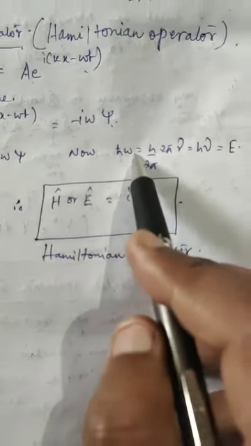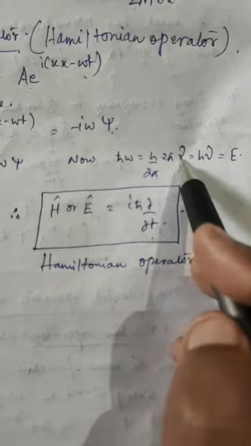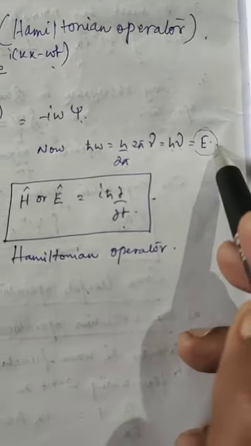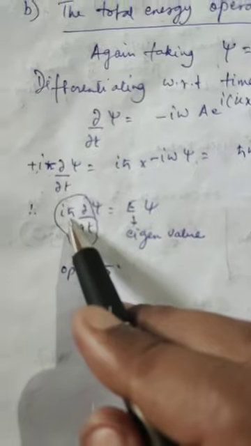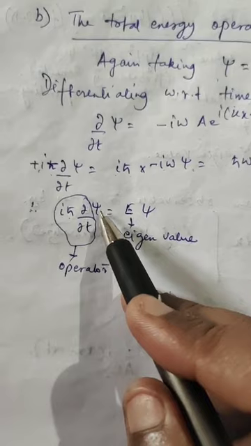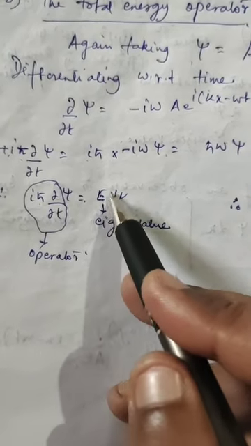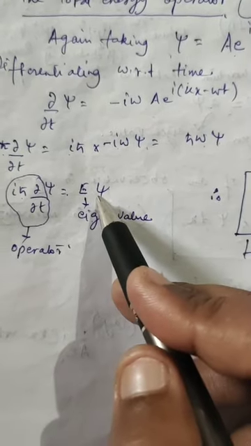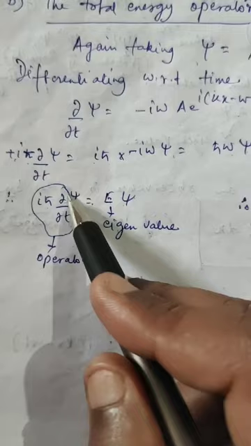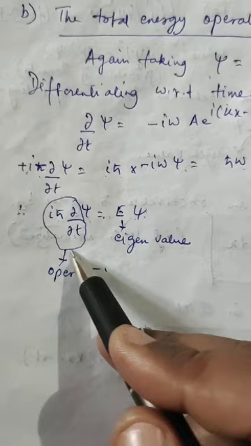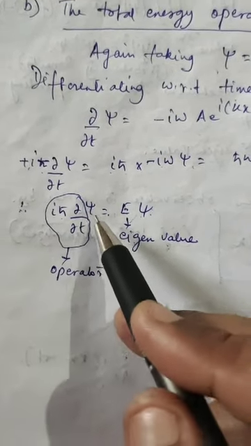Now what is h cut omega? h cut omega is h by 2 pi times omega, and omega is 2 pi nu. So you have h nu, which is nothing but the energy value. So h cut omega is the energy value. So i h cut d/dt of psi is equal to the energy value, that is the eigenvalue, and psi. So if you operate this on psi, you get the energy value and psi. So this is the total energy operator.